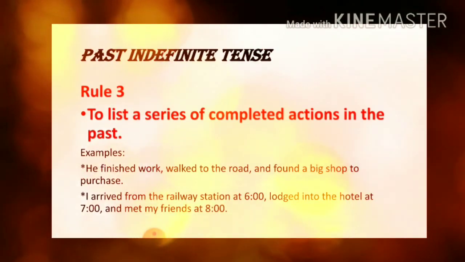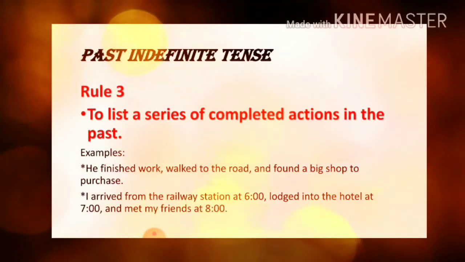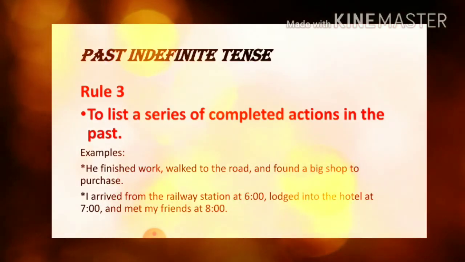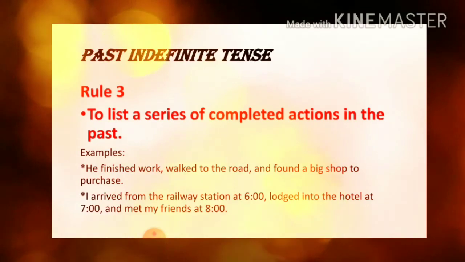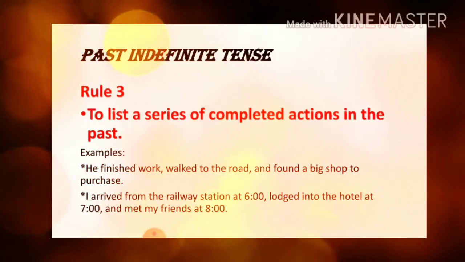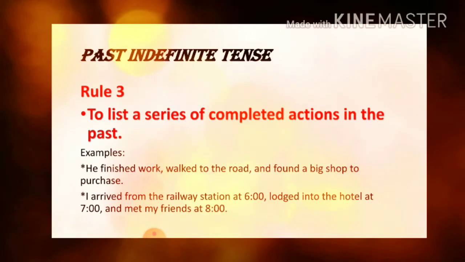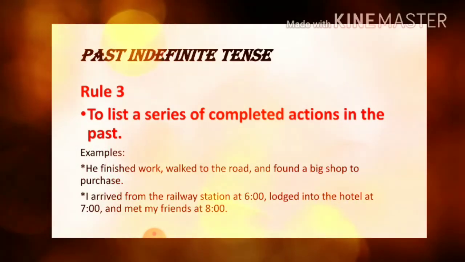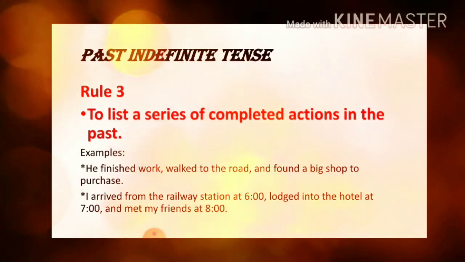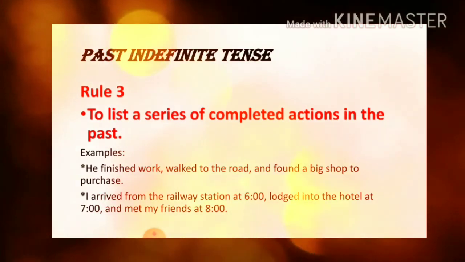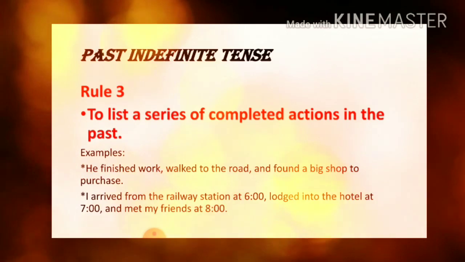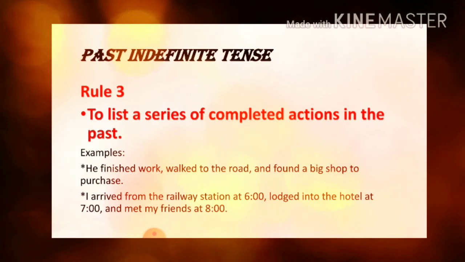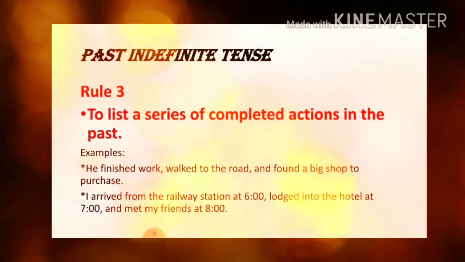Third one, to list a series of completed actions in the past. When you are going to describe a series of actions, first one is this, second one is this, next is this, then this, so this is a series which is also used in the past indefinite tense, like he finished work, walked to the road and found a big shop to purchase. So this is a series of finishing work, then walking to the road, and last going to purchase.